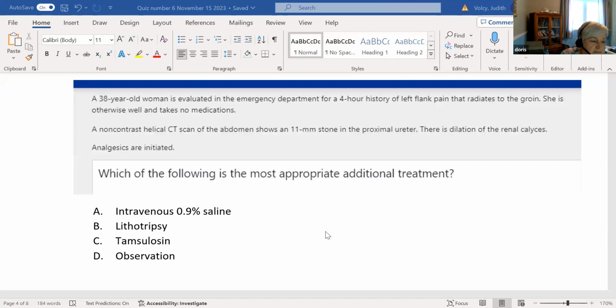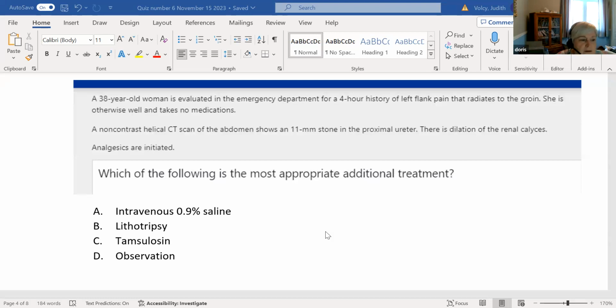And interestingly enough, tamsulosin is the traditional medication that we use to help pass a stone if somebody has a smaller stone. Another one that is used is nifedipine. But both the studies on those are not conclusive in saying that it actually helps, but it's harmless enough that we can still continue to use it.